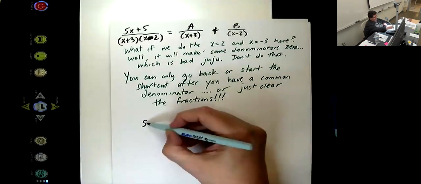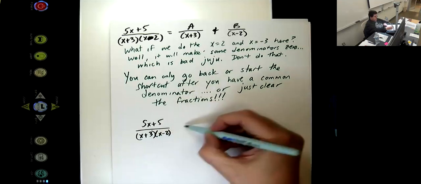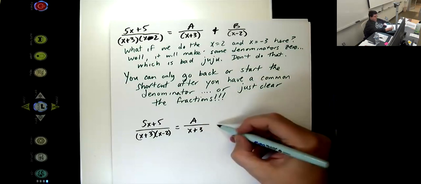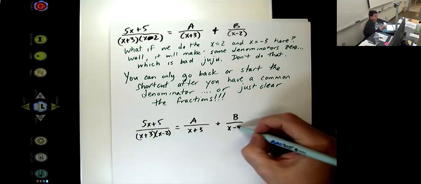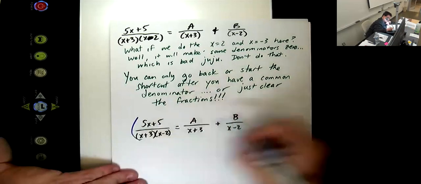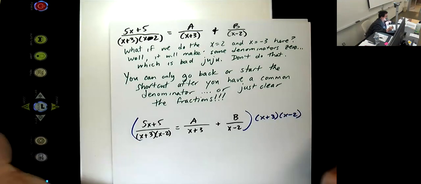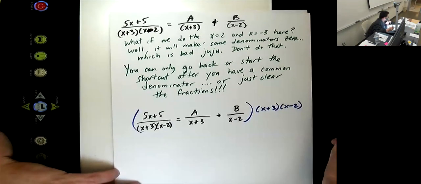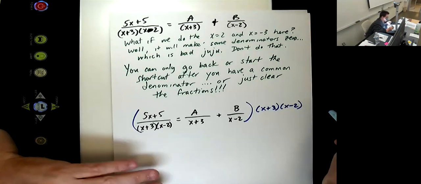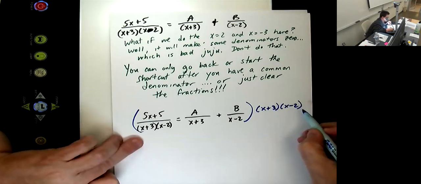So I had 5x plus 5 over x plus 3, x minus 2 equals a over x plus 3 plus b over x minus 2. And what we're going to do is multiply everything by the big denominator, x plus 3 times x minus 2. That way you're not stopping to think about how clearing fractions works. This saves some time, since getting a common denominator gets tedious. Just multiply through by the denominator that you're trying to tear apart.